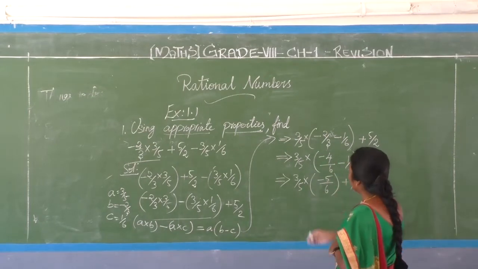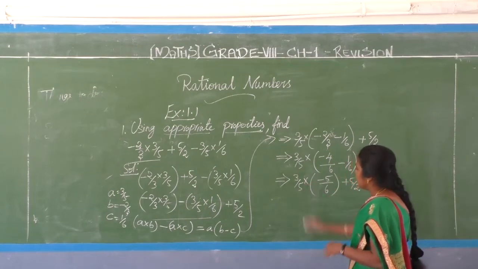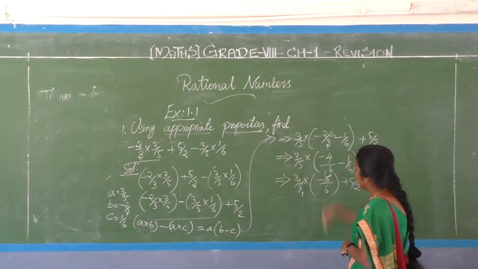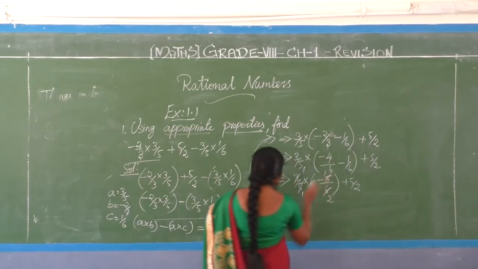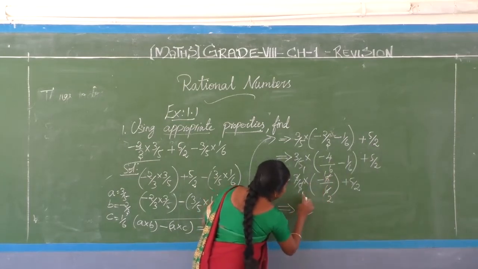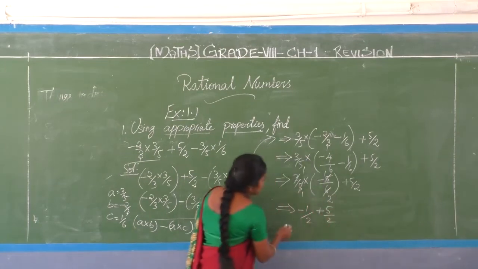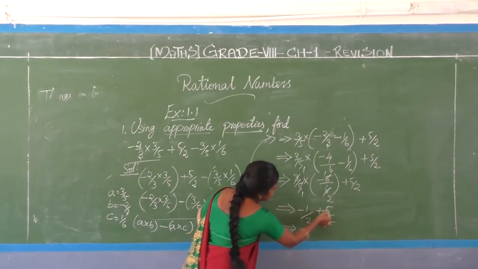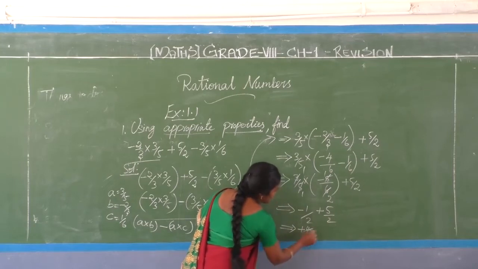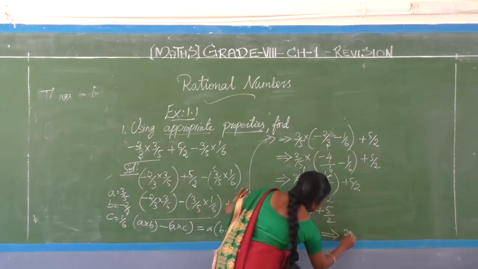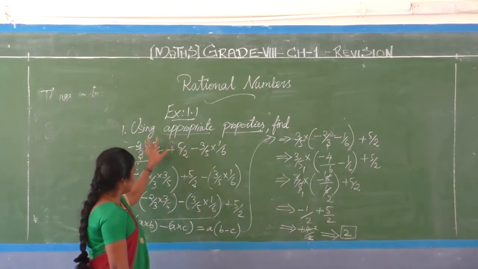Now we can cancel. 1 5 is 5, 1 5 is 5. 1 3 is 3, 2 3s are 6. What comes? Plus into minus, minus. So minus 1 by 2. Here 5 by 2. Addition of like fractions, as it is we can simplify. So plus 5 minus 1, plus 4. 4 by 2, simplify again. 1 2 is 2, 2 2s are 4. So the final answer is 2. Clear? See, step by step using the suitable formula we have solved. Clear?